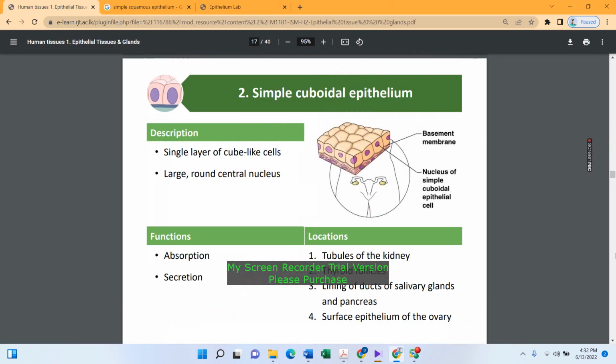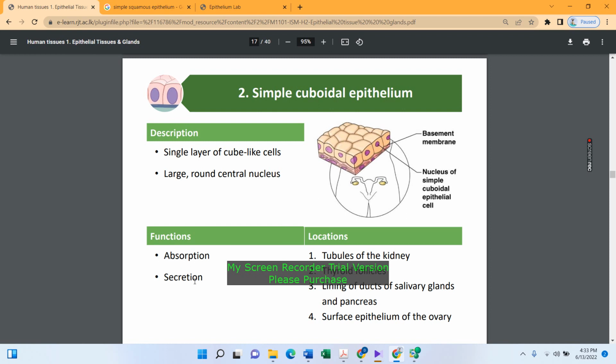So this is simple squamous epithelium, and now the simple cuboidal epithelium. It's a single layer of cube-like cells. They consist of cube-like cells and have a large round central nucleus. So the two main basic functions of simple cuboidal epithelium are absorption and secretion.